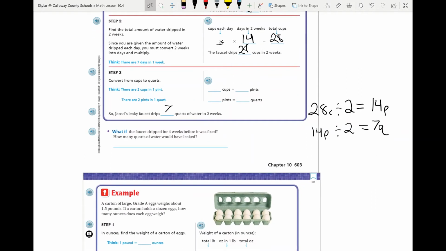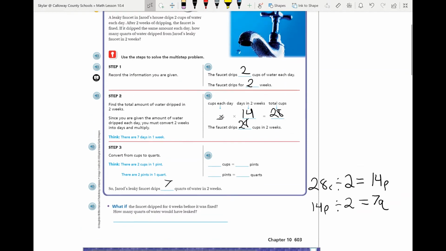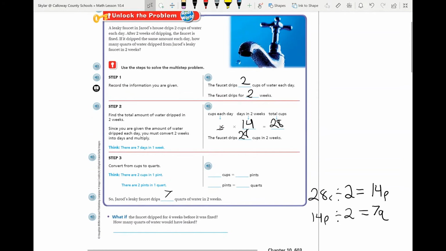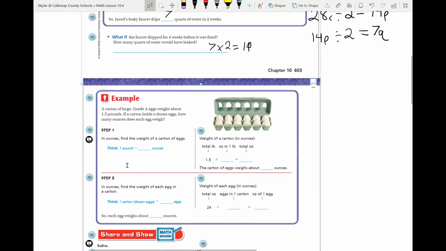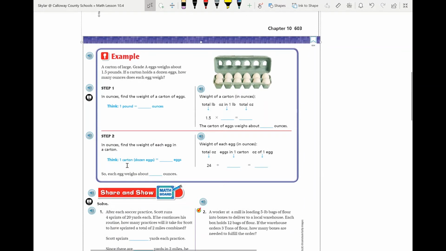So what if the faucet dripped for 4 weeks before it was fixed? Well, it dripped for 2 weeks. To go from 2 weeks to 4 weeks, you would have to double it. So let's just double our answer. 7 times 2 equals 14. And that's all you've got to do. So let's keep on moving along. Let's keep on practicing. We'll write down what we know first, and then we'll just solve it one sentence at a time.